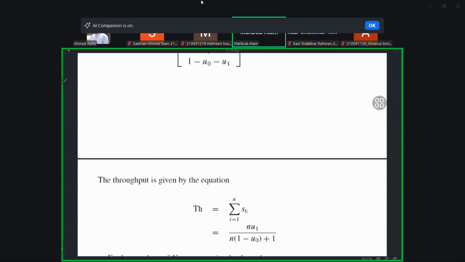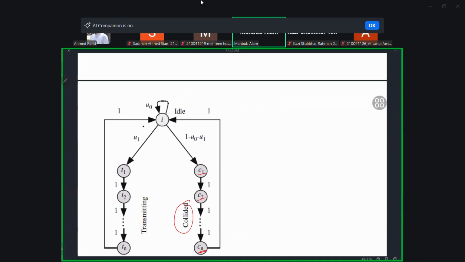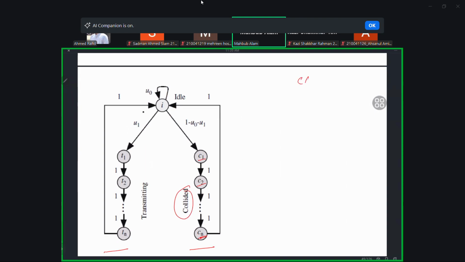Here, one thing you have to notice is that collision avoidance is not considered by this model. This model assumes that after an idle period, a station will transmit with probability U1. A station will jump into a collision state with probability 1 minus U0 minus U1. But as I mentioned, if this is the channel time and a station has a frame during this time, it has to wait for a period of time DIFS.